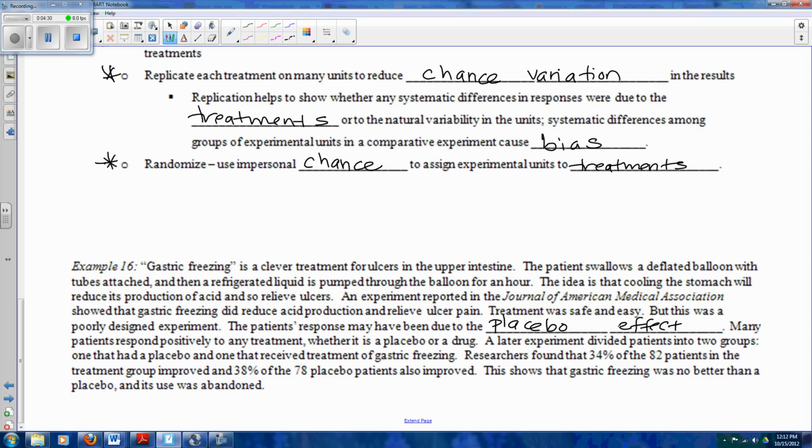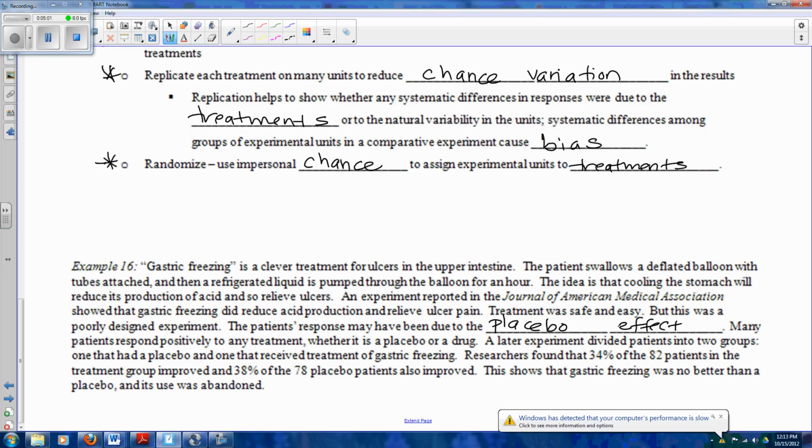Many patients responded positively to any treatment, whether it was a placebo or a drug. A later experiment divided patients into 2 groups, one that had a placebo and one that received treatment of gastric freezing. Researchers found that 34% of the 82 patients in the treatment group improved, and 38% of the 78 placebo patients also improved. This shows that gastric freezing was no better than a placebo, and its use has now been abandoned.